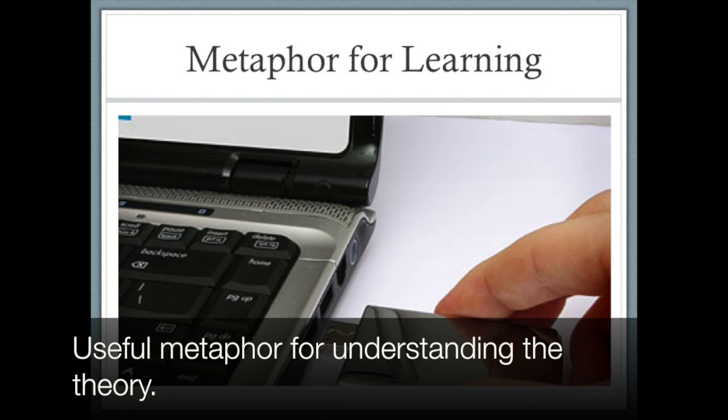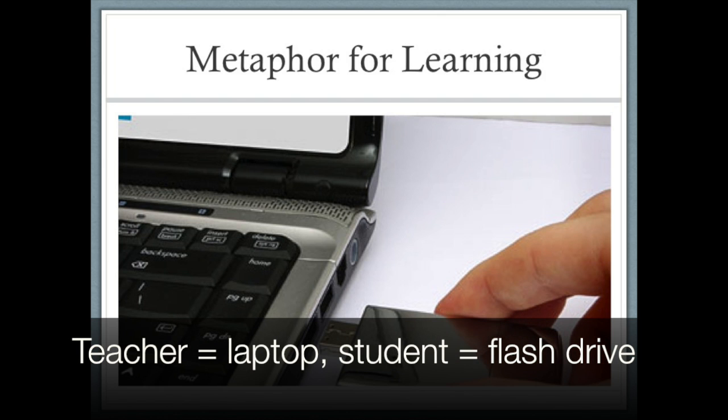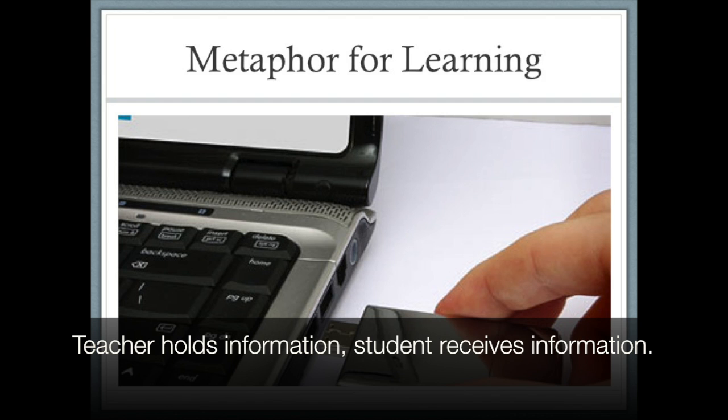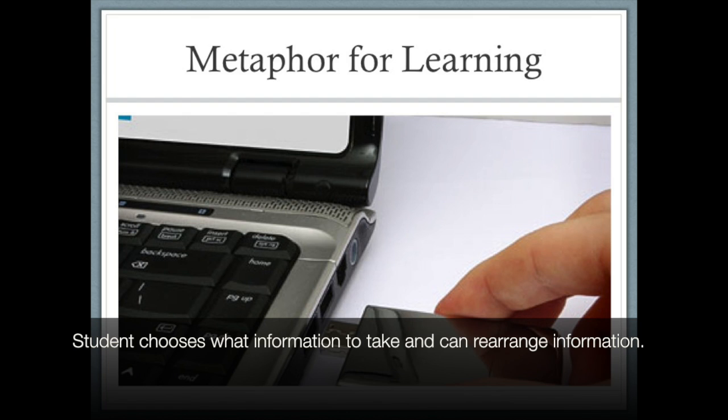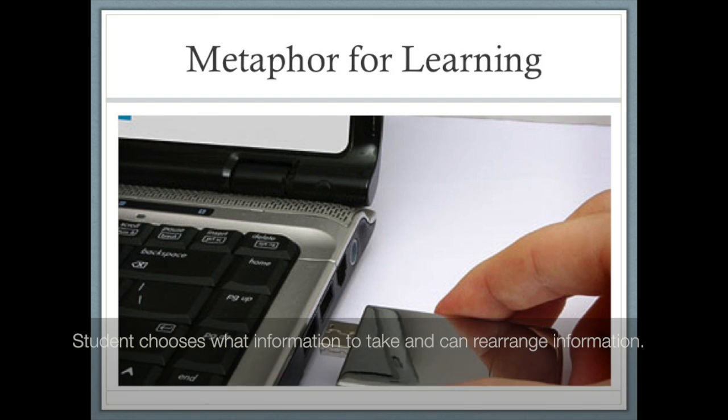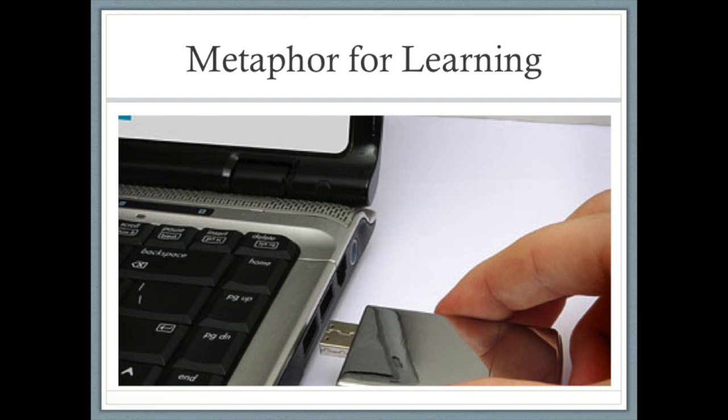Information processing theorists use a metaphor of a computer to help explain this theory. So like the picture you see here, a teacher is the laptop that holds the information. A student is the flash drive that takes in the information. Much like a flash drive, the student is able to choose which information is copied or learned from the laptop or teacher. This is like the assumption that people can select what they learn. The student, like a flash drive, can also rearrange the files and information that's transferred. This is like the assumption that learners construct their own meaning.